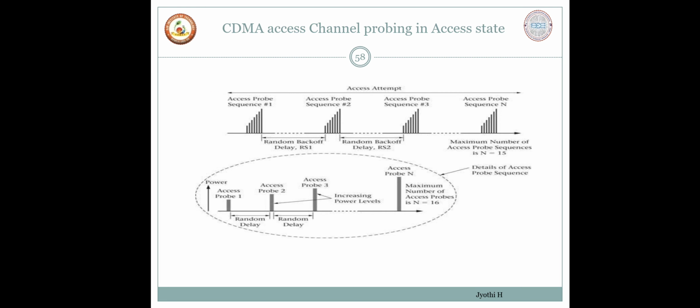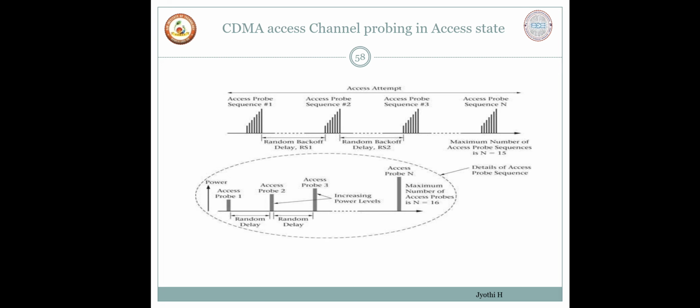So this is CDMA channel probing, access rate. You are able to see the power level of the access attempt: the access probe for sequence 1, sequence 2, sequence 3 and sequence n. Then there is the random backoff.